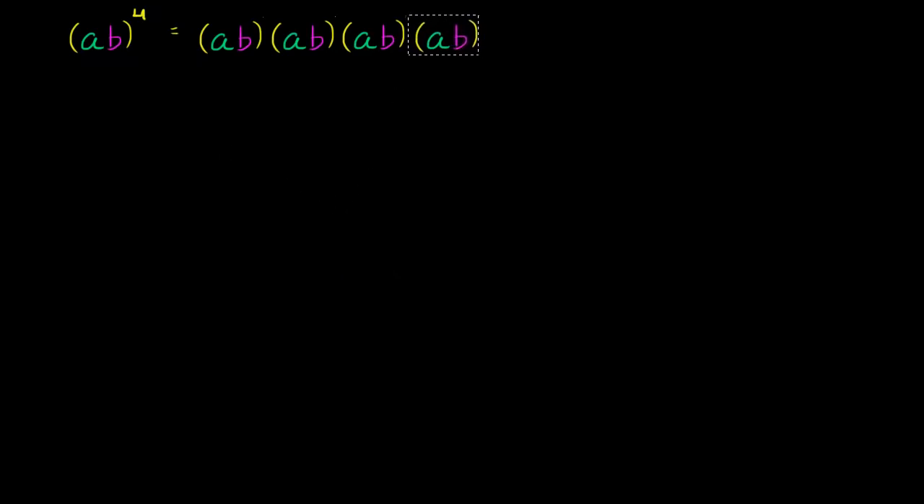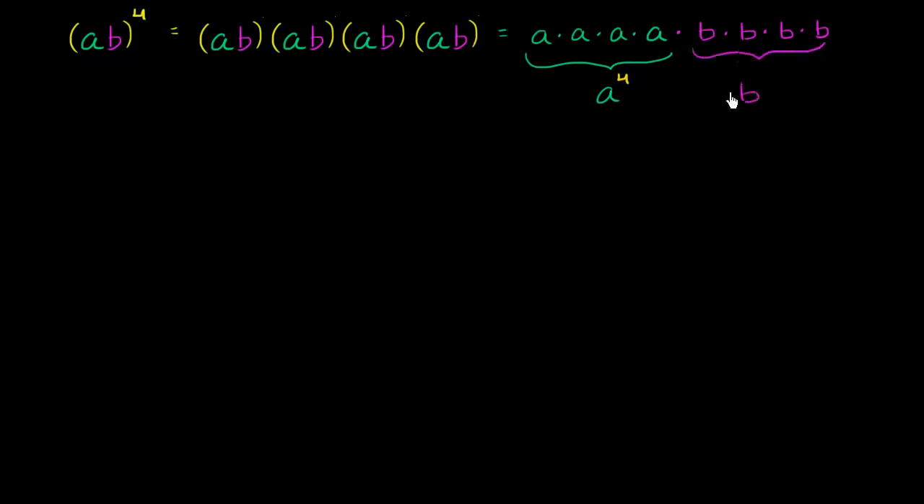But what is that equal to? Well, when you just multiply a bunch of numbers like this, it doesn't matter what order you multiply them in. So this is going to be equivalent to A times A times A times A, and we have four b's as well that we're multiplying together, times b times b times b times b. And what is that equal to? Well, this is a to the fourth power, and this is b to the fourth power.